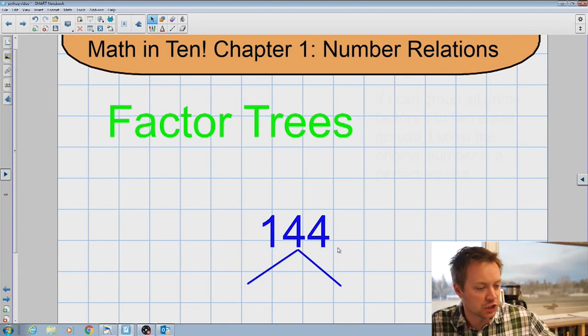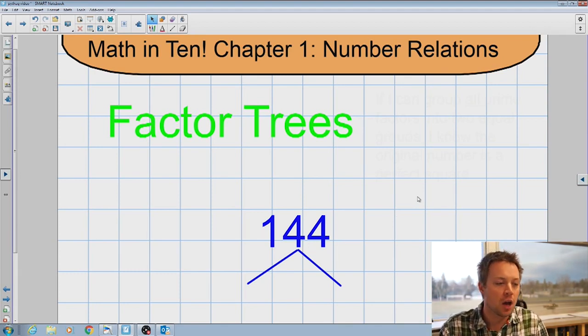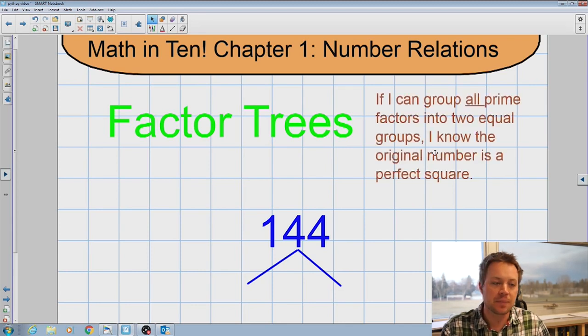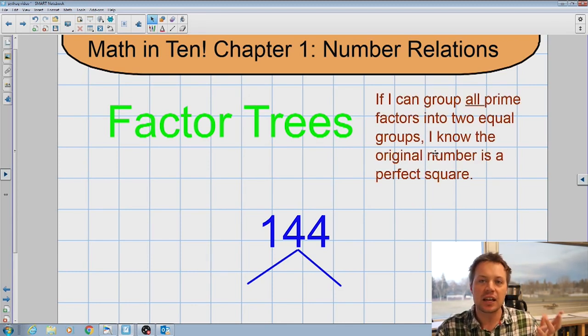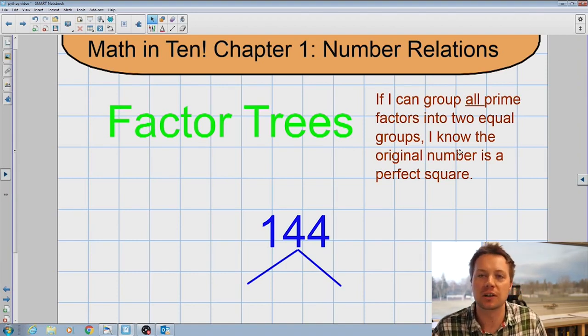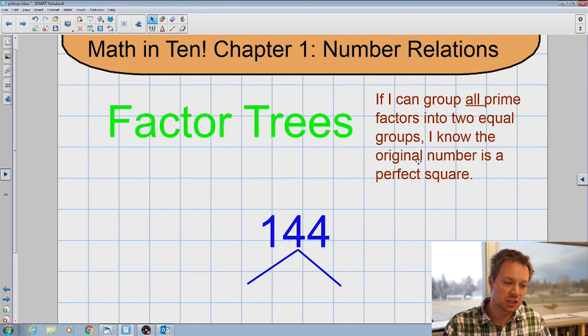But if we don't know for sure that this is a perfect square or not, what we're going to use is a factor tree, okay? And we're going to see if we can group all of the prime factors into two equal groups. If we can do that, we know that a number is a perfect square. So let's just have a look here at some vocabulary, okay?